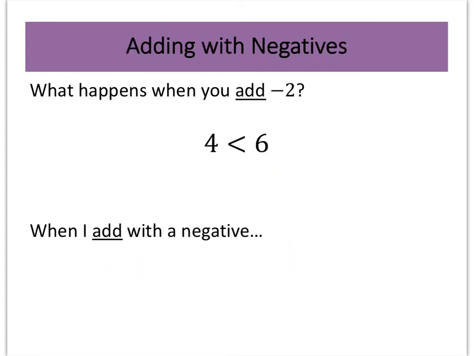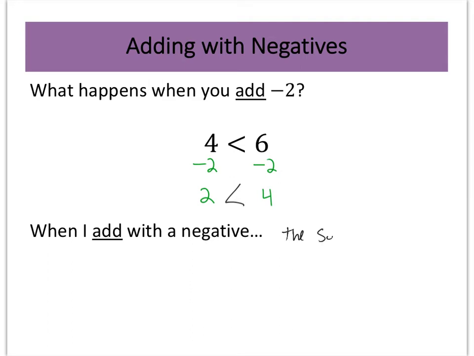Now, I want to throw this in here because I think it can confuse some students sometimes. What happens when I add negative 2? If I add negative 2, or some people call it subtracting, so this works for both addition and subtraction. Well, 4 minus 2 is 2, and 6 minus 2 is 4, and in this particular case the symbol doesn't change, because 2 is less than 4, which is also true. So when I add with a negative, the symbol stays the same.